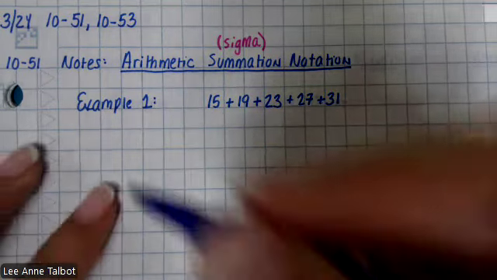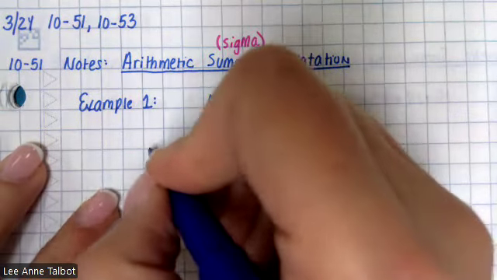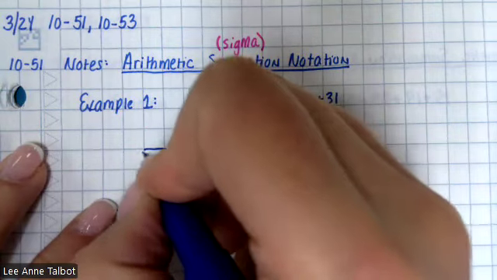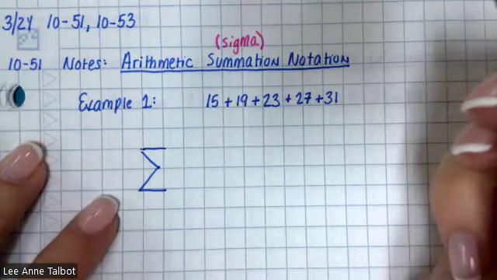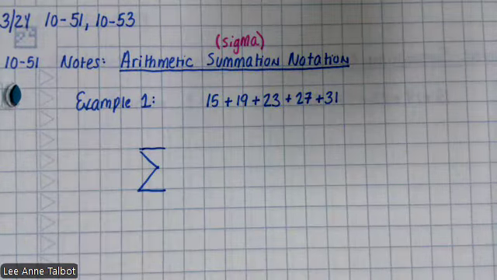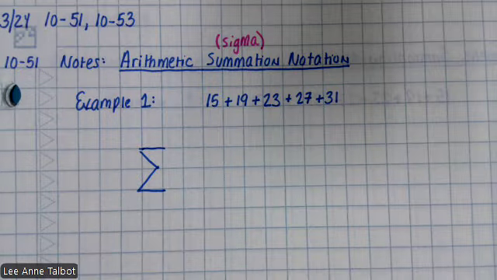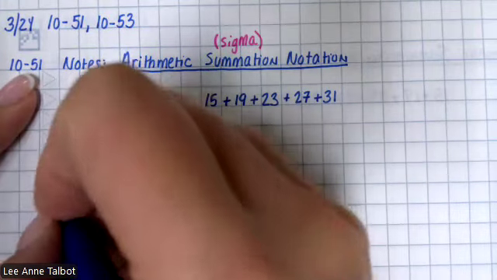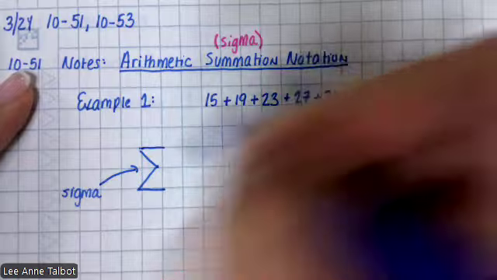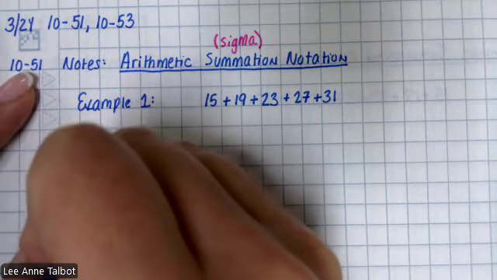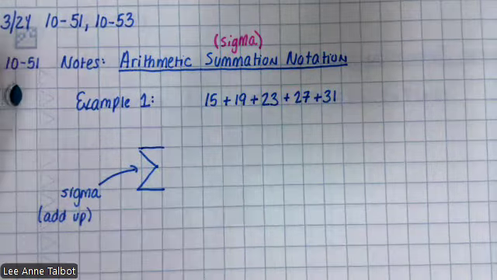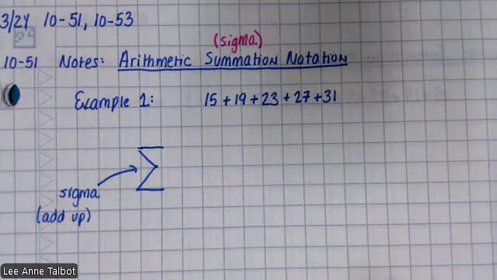Okay, and here's what you do. You make a capital sigma, and good luck making your capital sigmas. I try to use the graph paper. That's not really what it looks like, but that's okay. You guys can see what they look like in your packet. So you make a capital sigma, and we're going to label that. That's capital sigma, and that means add up. That replaces all of the plus signs in your series.